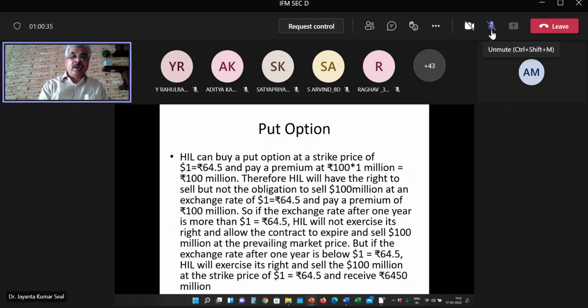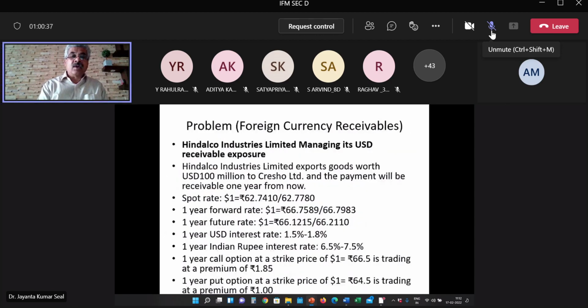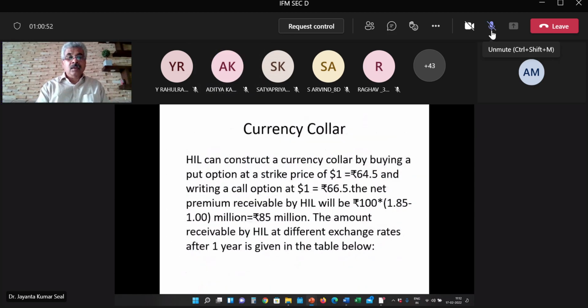So same way, how can you construct a currency collar? Buying a put option and writing a call option. Okay? Buying a put option and writing a call option. So HIL can construct a currency collar by buying a put option at a strike price of $1 is equal to 64.5 and writing a call option at a strike price of $1 is equal to 66.5.